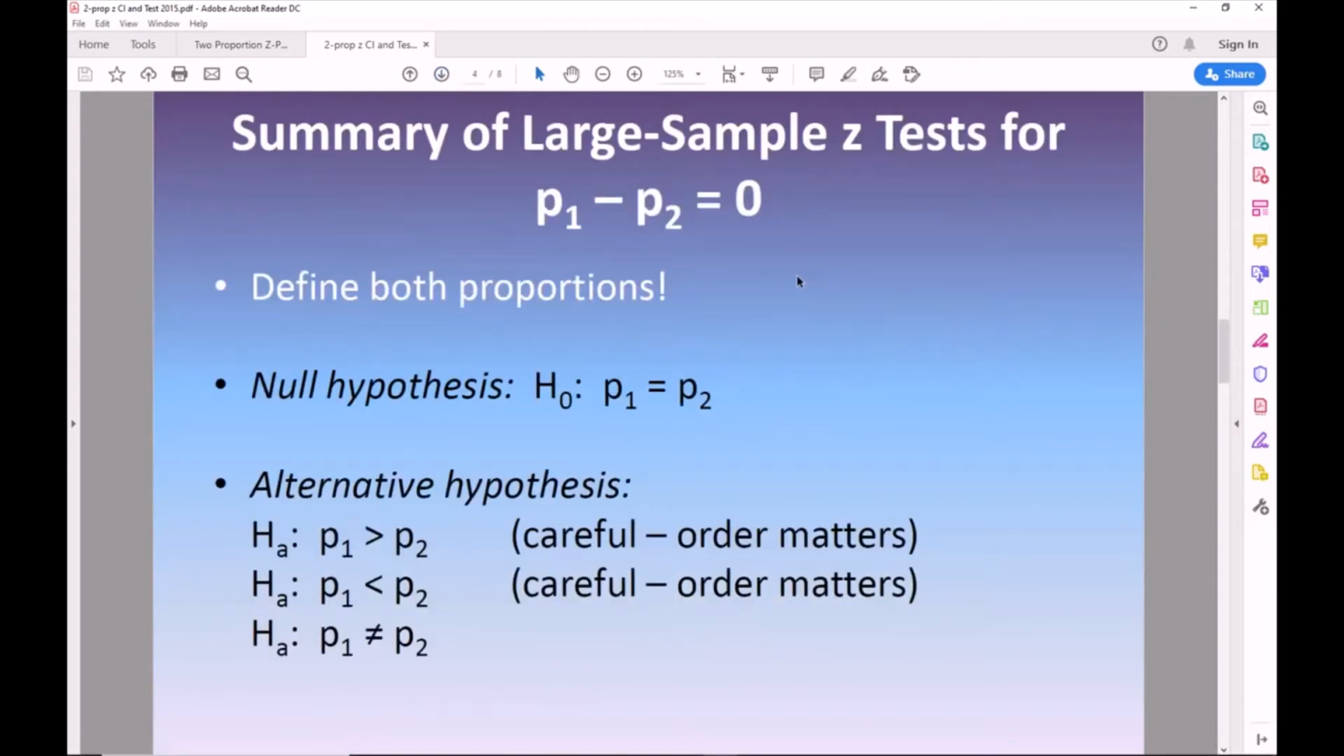So what do we have for large sample z-tests for differences of proportions? Well, let's see. Define both proportions, and as I said, in this case, it's going to be super important, especially if you have directional alternatives. All right, your null hypothesis is P1 equals P2, or PM for men equals PW for women, or whatever. These will never be numbers, and that's going to be important when we go to do assumptions. It's just going to be one proportion equals another. All right, that's very common for a null hypothesis.